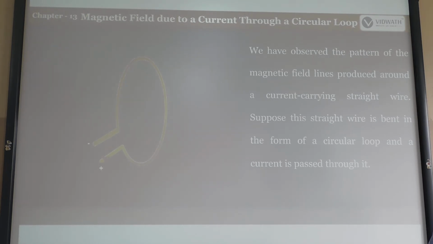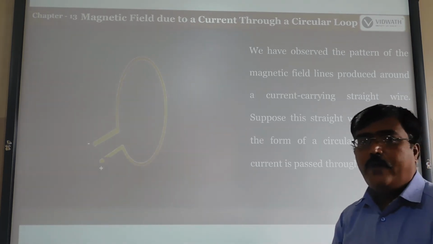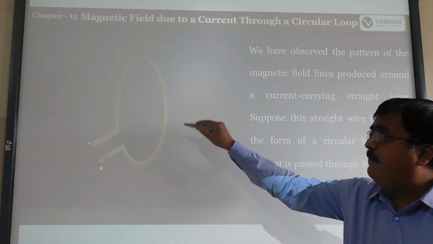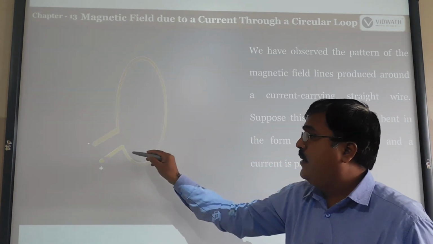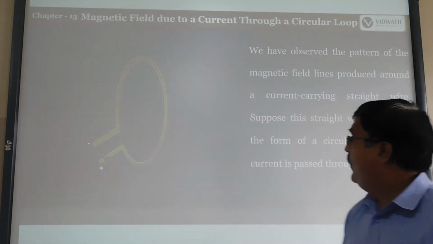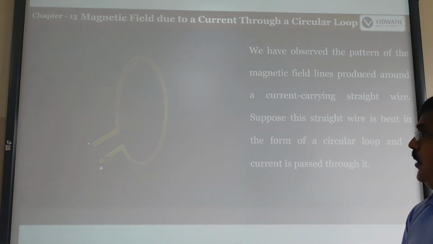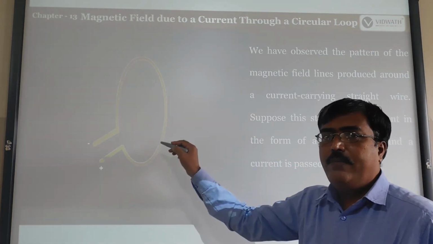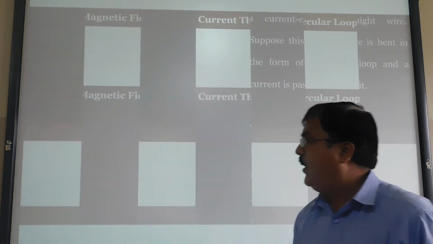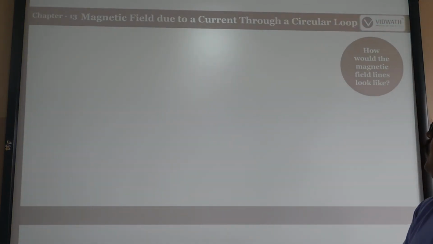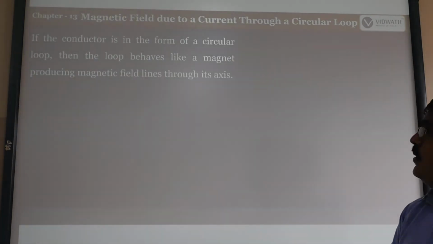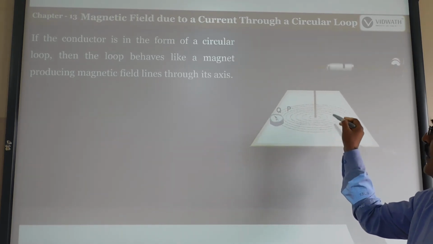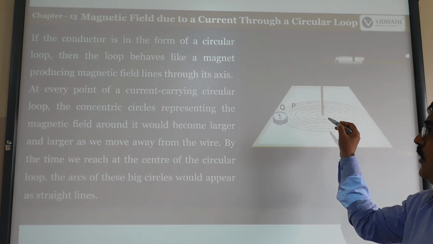Suppose this straight wire is bent. In the previous experiment, the wire X and Y was vertical. That wire can be slightly bent, like this. This is the positive and this is the negative. The circular loop, and current passes through it. That is a straight conductor, and then a slightly circular part is taken out and bent. What happens? You can observe here. So how would the magnetic field lines look? Normally on the cardboard you can see concentric circles. The total number of these lines are called magnetic field lines.